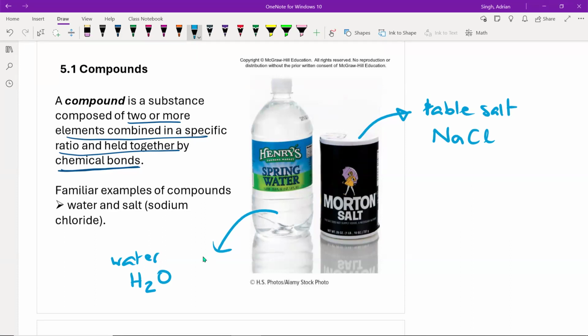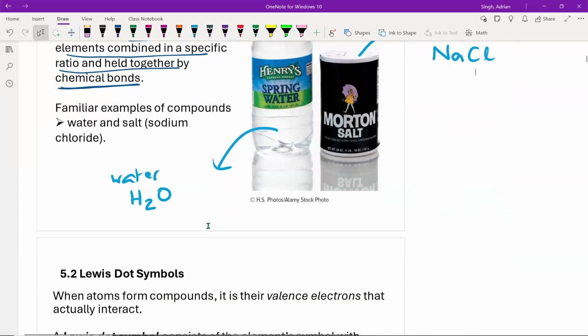Now, at this point, we think, what's the difference between them? Are they similar in terms of how the atoms are bonded, how the elements are bonded together, or are they different? The answer is they are very different, and we will see some of these differences in this section.